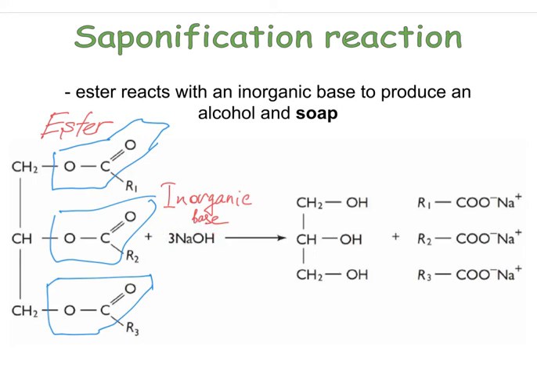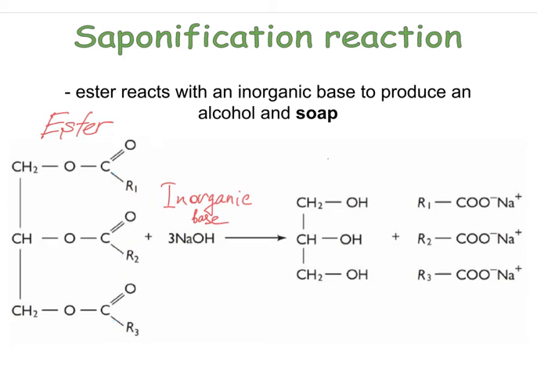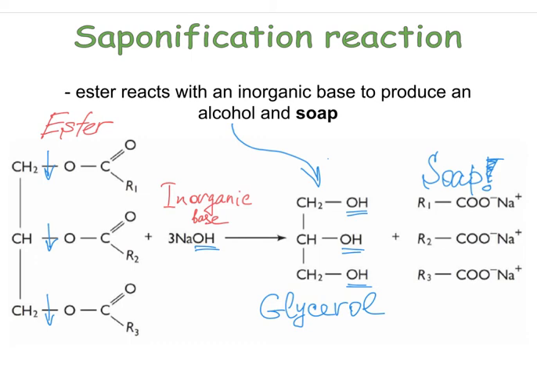So when sodium hydroxide meets ester, these two compounds react in the following manner. This connection over here breaks, and hydroxide groups from the sodium hydroxide will attach themselves in place of this ester group, while the leftover pieces of this compound will be connected to sodium, and that will be soap. The other product of this reaction is alcohol. This alcohol over here has a special name. It's called glycerol.